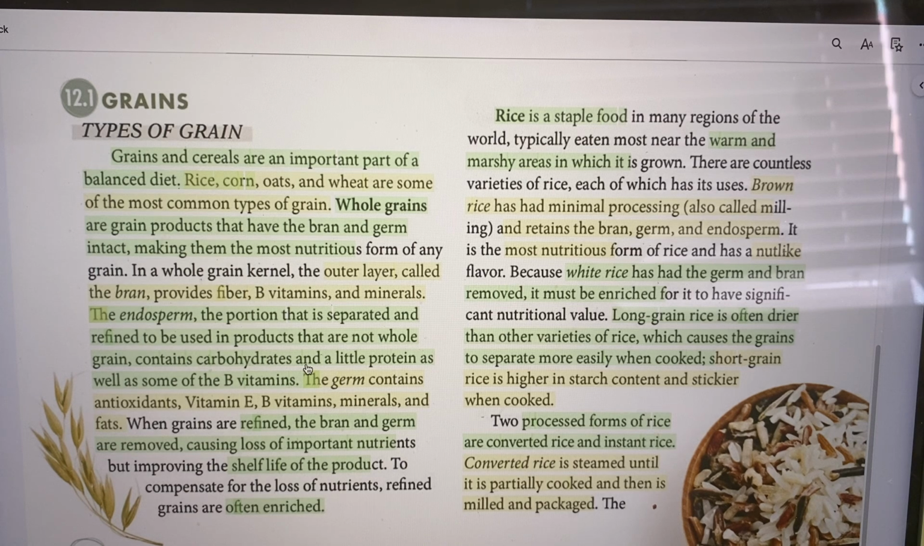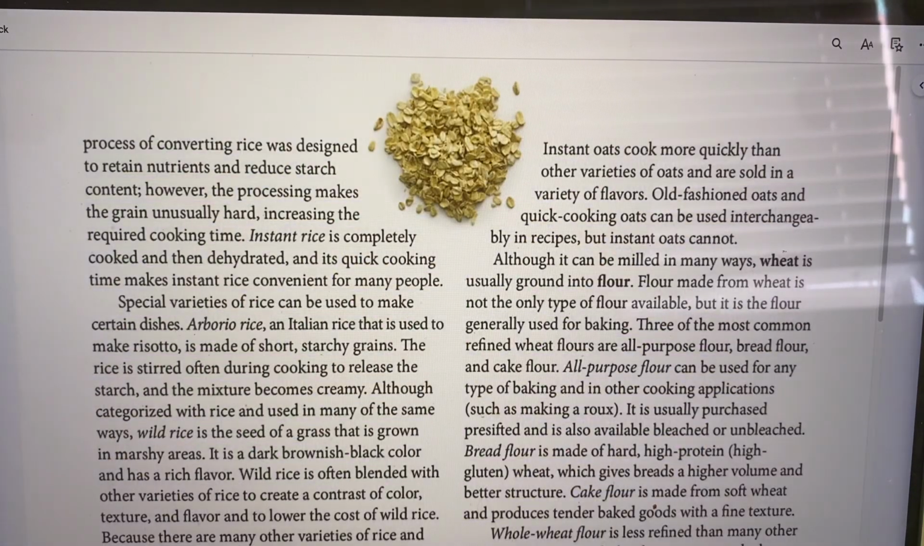Two processed forms of rice. We have converted rice and we have instant rice. You can get them from the grocery store. So what's the difference? Converted rice is steamed until it's partially cooked, and then it's milled and packaged. So let's go on to the next here.